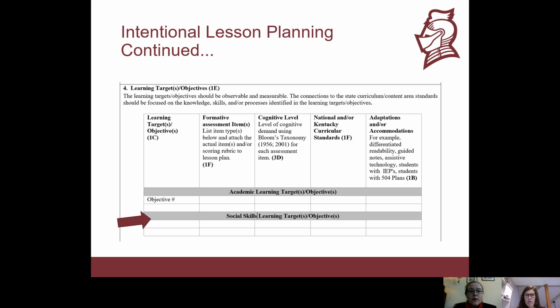And just as Amy stated, we've also added into our learning targets. So our goal is for our students to be intentional about not only designing academic learning targets, but directly thinking about the social skills that they will teach during their lesson as well.